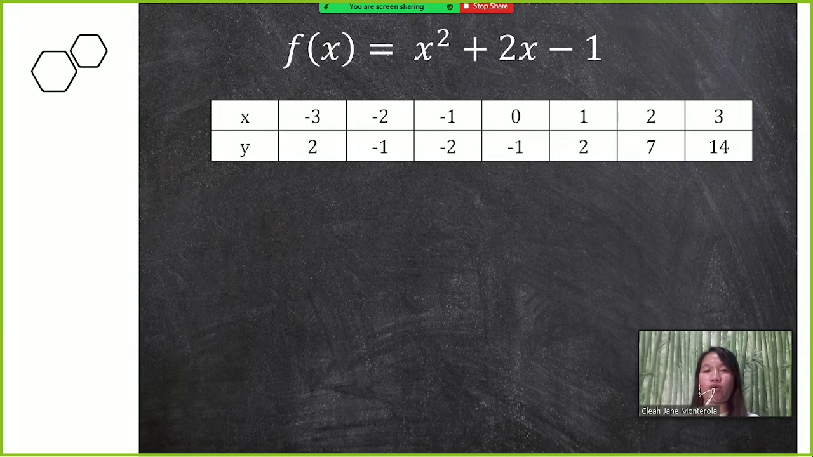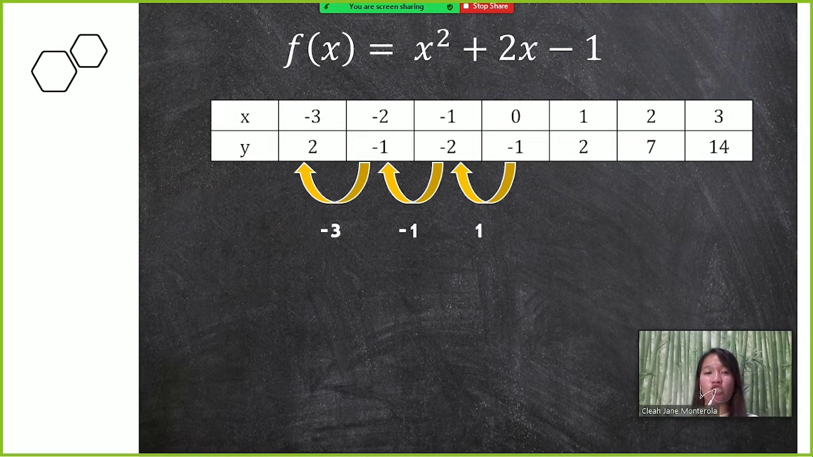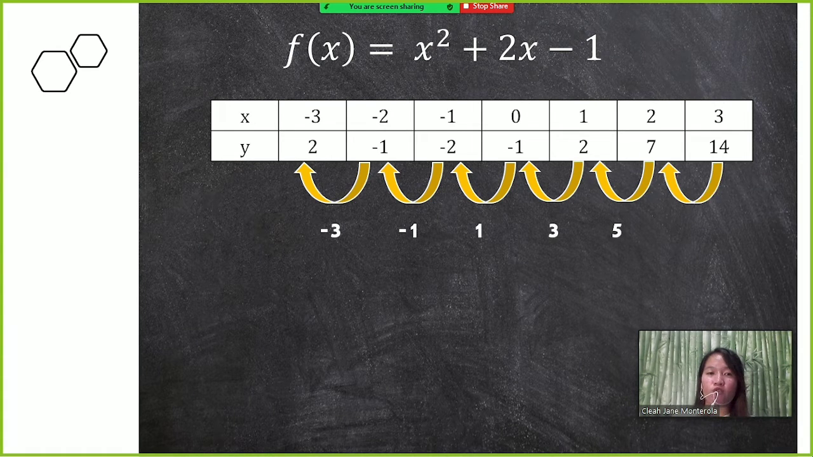So we already have a table of values here. Let's get the difference in y. -1 minus 2, we have -3. -3 minus -1, we have -1. -1 minus -2, we have 1. And 2 minus -1, we have 3. And 7 minus 2, we have 5. And 14 minus 7, we have 7. And that is our first difference in y.